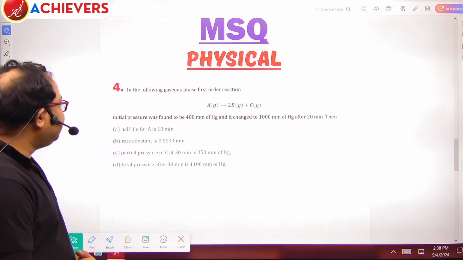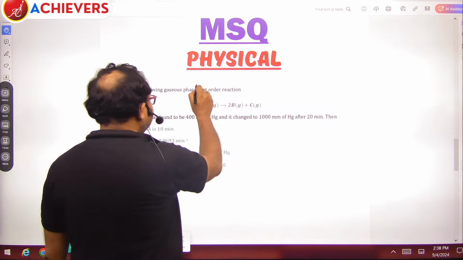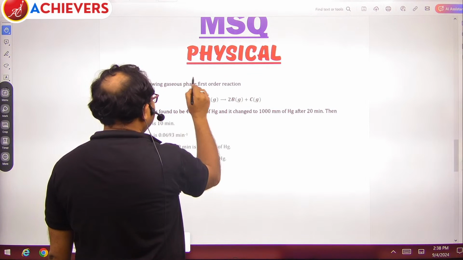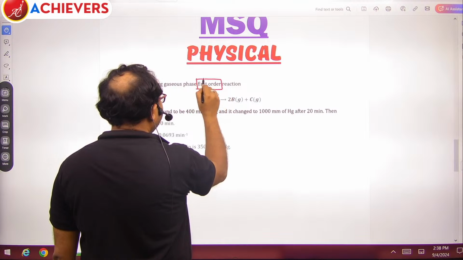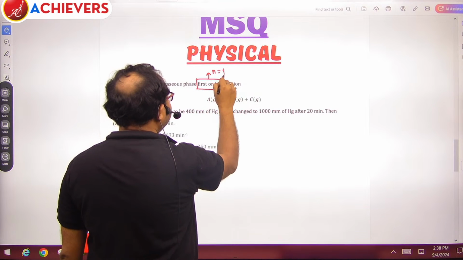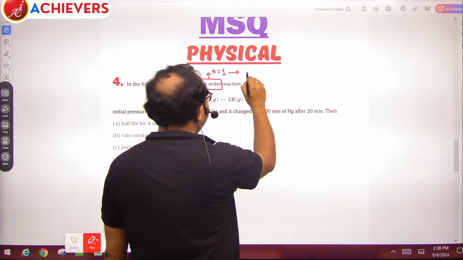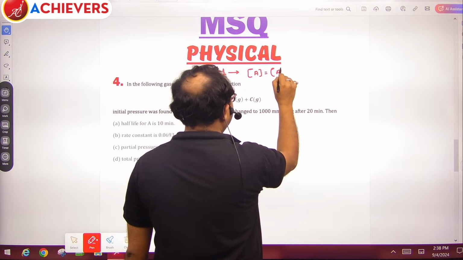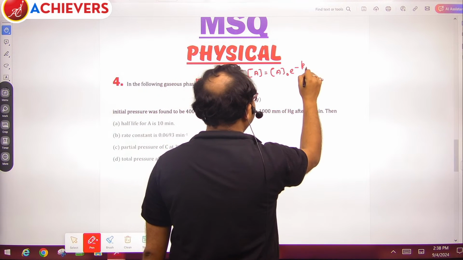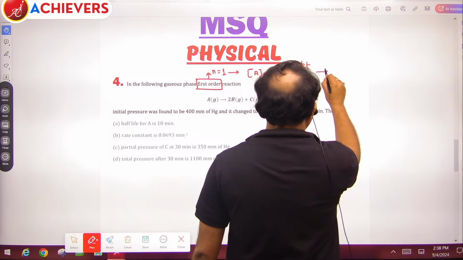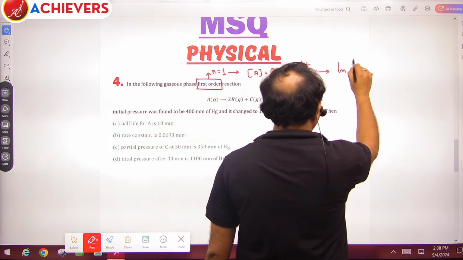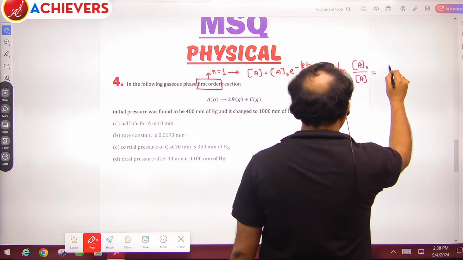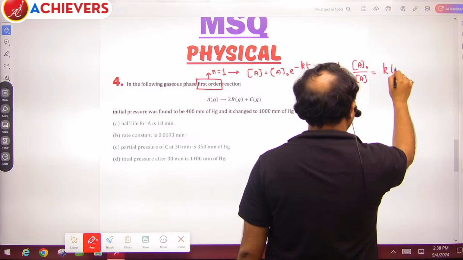In the following gaseous phase first order reaction, so it's a first order reaction, n is equal to 1. And we are acquainted with the fact that A equals A naught multiplied by e to the power minus kt. Similarly, you have ln A naught by A equal to kt.